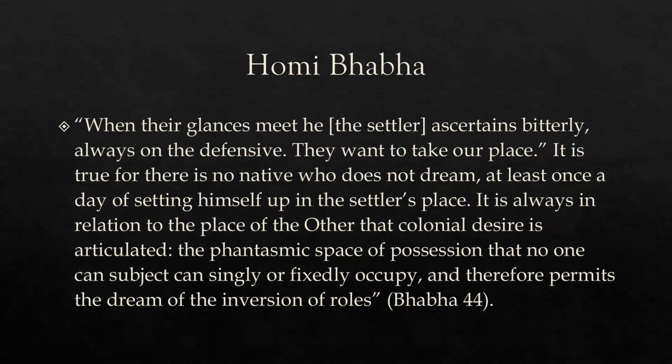So we can see it in relation to A Raisin in the Sun. It is always in relation to the place of the other that colonial desire is articulated. The phantasmic space of possession, it's like a fantasy, the phantasmic space of possession that no subject can singly or fixedly occupy, and therefore permits the dream of the inversion of roles. So that is how roles are inverted, roles are subverted. That is how Lena Younger, Mama Younger, subverts the role of the colonizers. She goes to the white community to build her dream home.